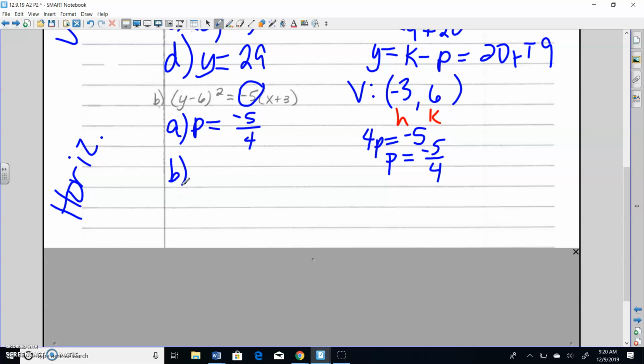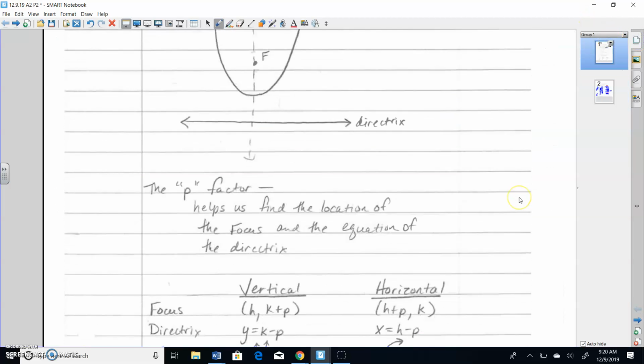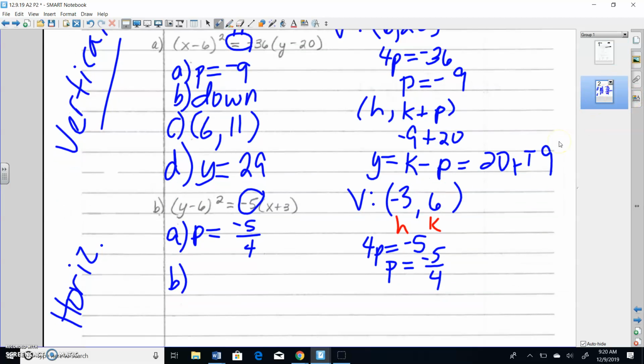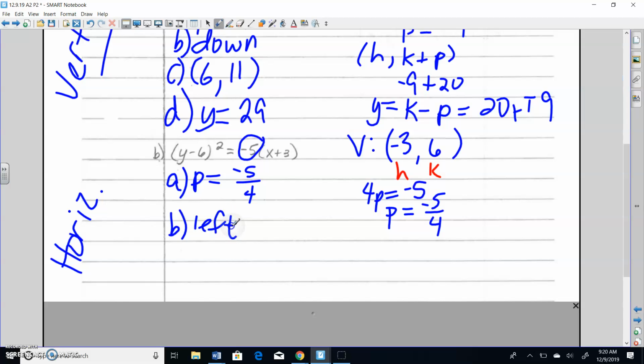Now, we are looking at the horizontal column. So in order to find what we need to find, we're looking at this information right here. So the focus is going to be h plus p, k. The directrix will be this line. And have we identified which way it's opening yet? No, we haven't. If p is positive, it opens to the right. P is negative, so it does open to the left. So that's our part B. Part B is that it opens left because the value of p is negative.